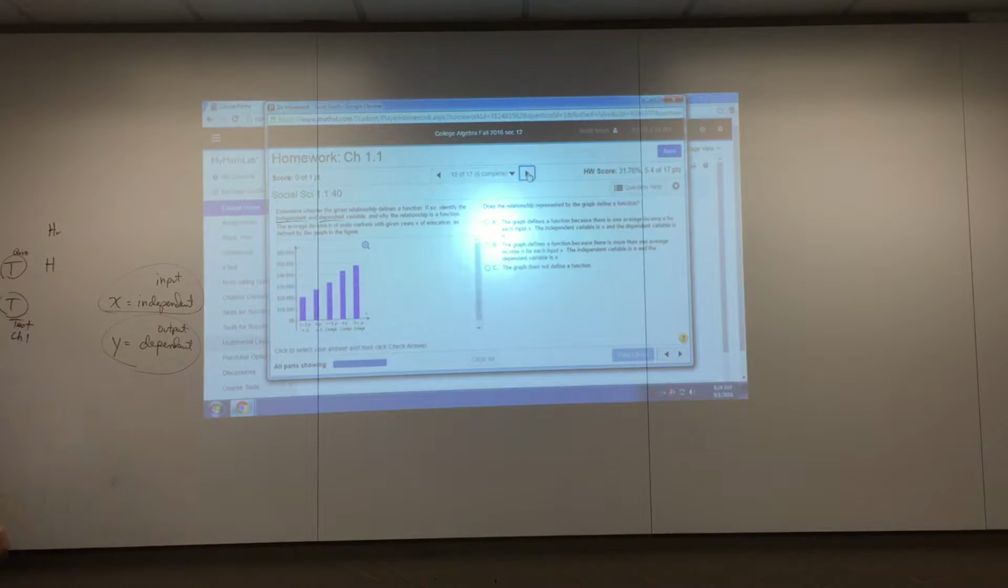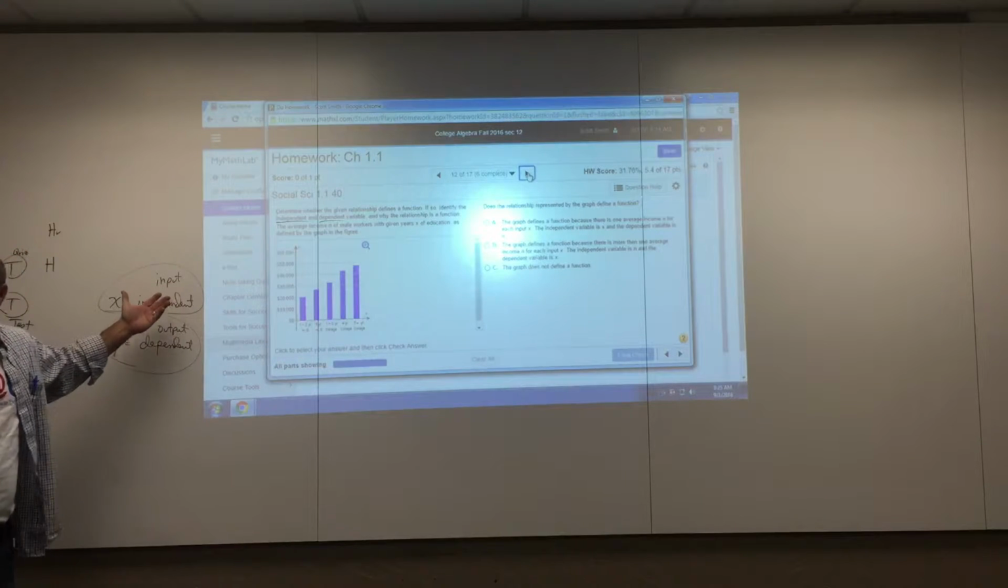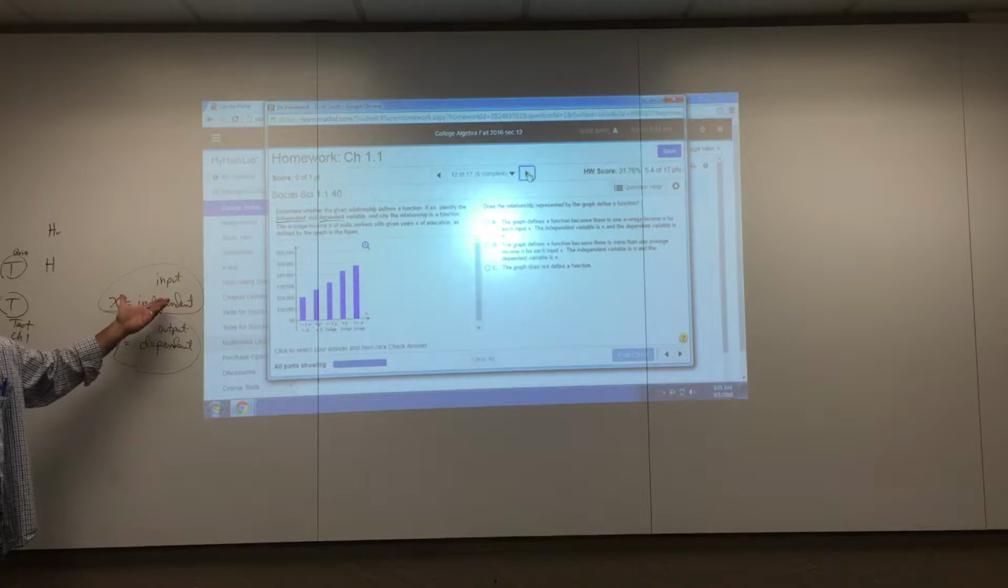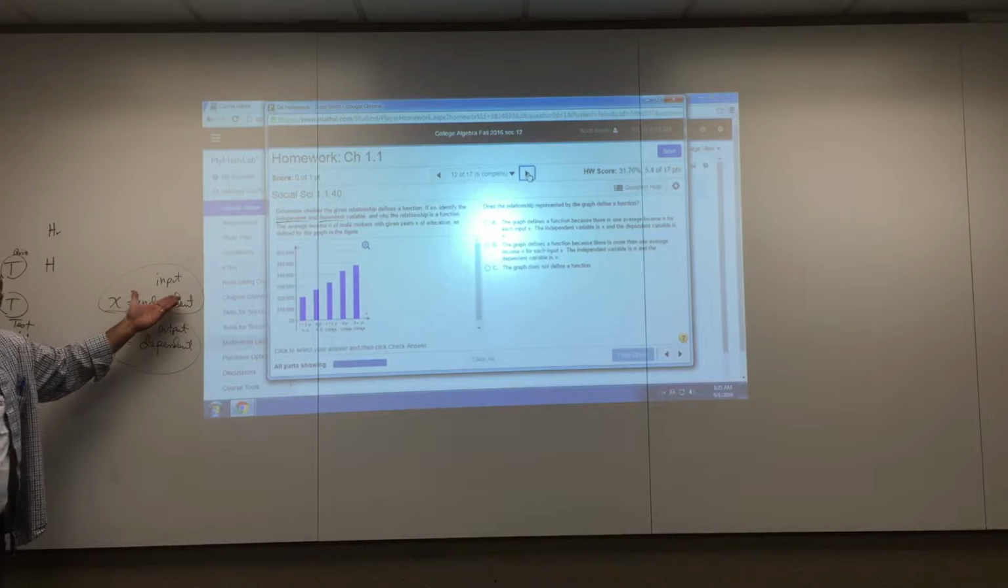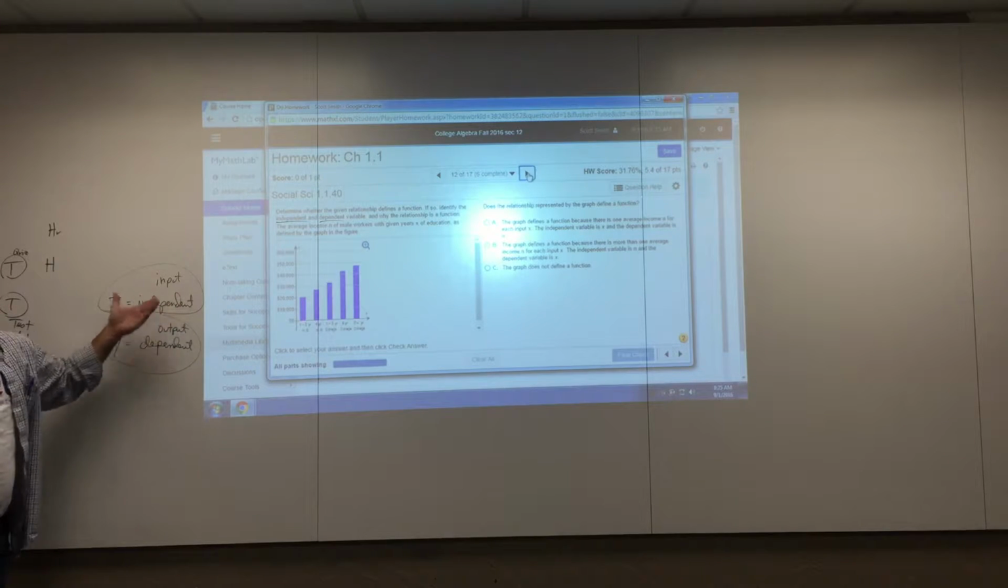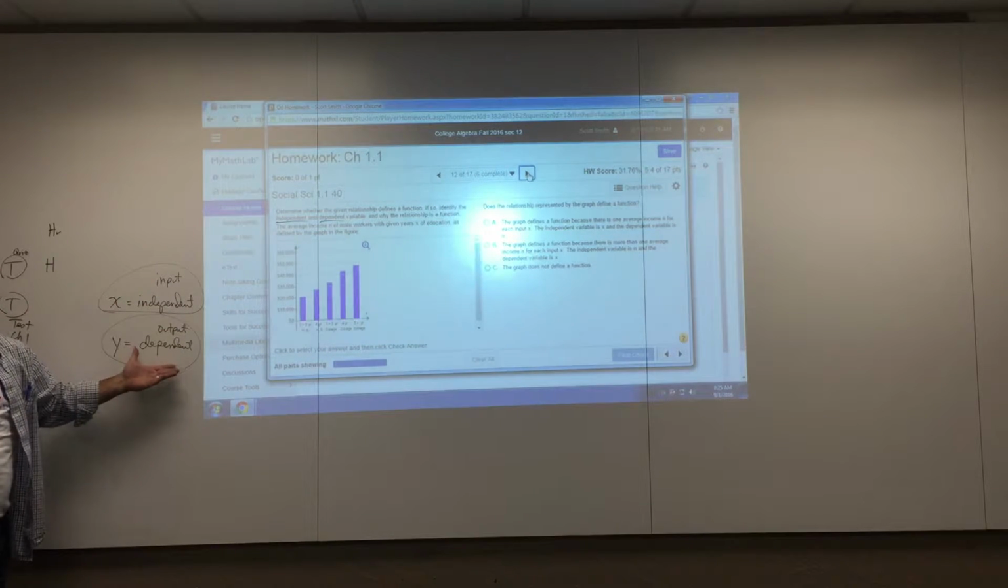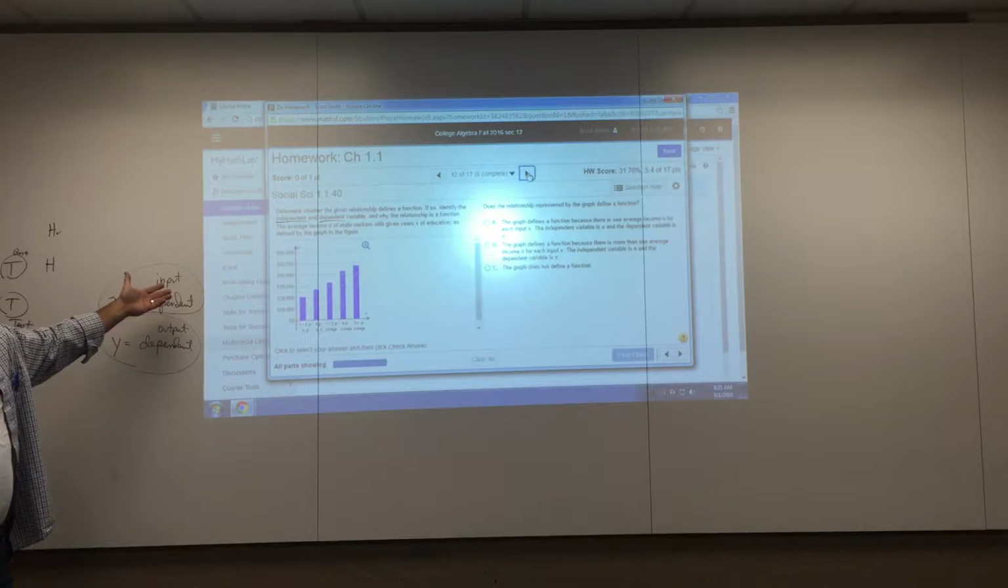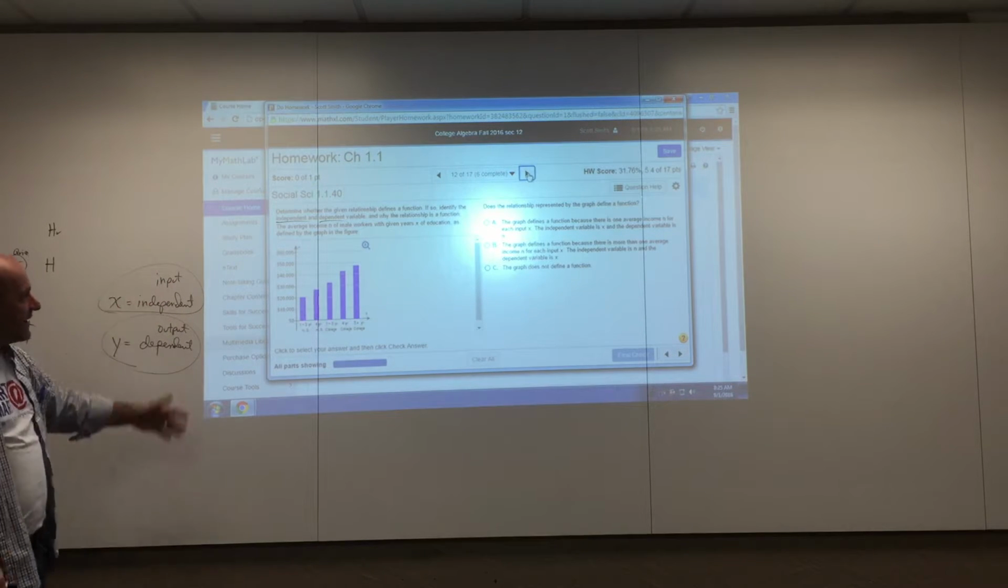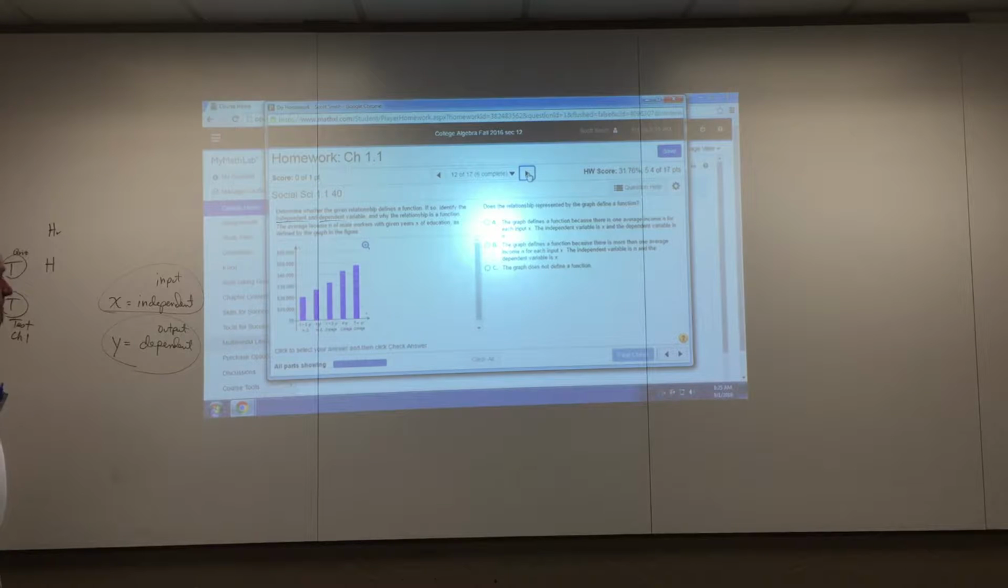It's kind of like x, when I build my chart, I get to let x be whatever it wants. So it's independent. It gets to be whatever it wants. And then y depends on what I plug in for x. Y is dependent upon what I plug in for x. So identify those variables and why the relationship is a function.